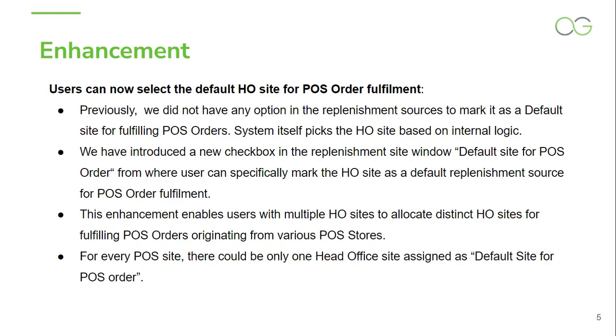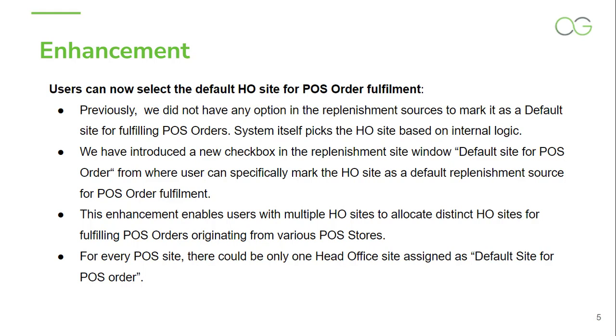We have introduced a new checkbox in the replenishment site window, Default Site for POS Order, from where users can specifically mark the HO site as a default replenishment source for POS order fulfillment. This enhancement enables users with multiple HO sites to allocate distinct HO sites for fulfilling POS orders originating from various POS stores. For every POS site, there could be only one head office site assigned as default site for POS order. It is non-mandatory to assign any site as default site for POS order for POS sites. If no site is assigned as default site for POS order, then the system will follow the existing flow.